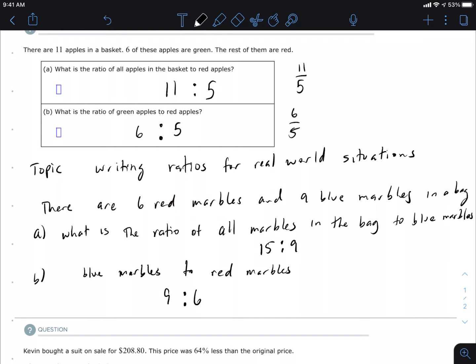Jared, do you get why it's 9 to 6 and not 6 to 9? Yeah, so because it's going blue first, you want to put in the number of blue, then the number of red. So, I mean, it's left to right, okay? So if it would have said red to blue, then we would have gone 6 to 9. If it would have said red to total, we would have gone 6 to 15. So it's just the two different things that it's asking for that it's going to be asking you to answer for. Does that make sense? Yeah, it does. All right, cool.